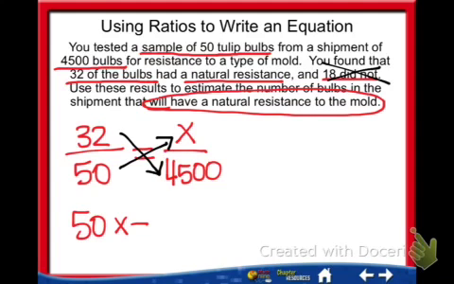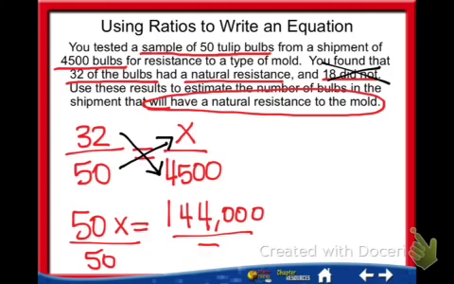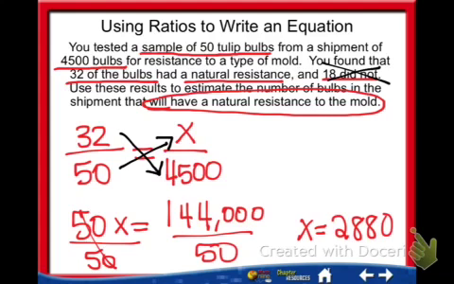50x equals 144,000. Divide both sides by 50. So x equals 2,880 bulbs in this shipment will be resistant to the mold.